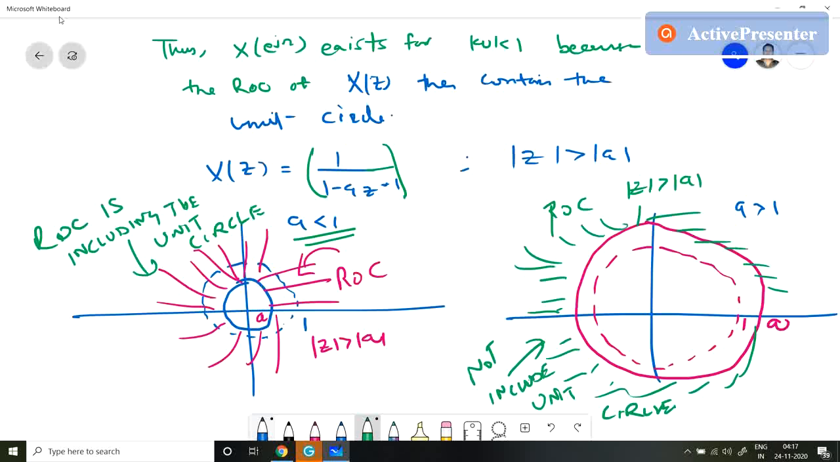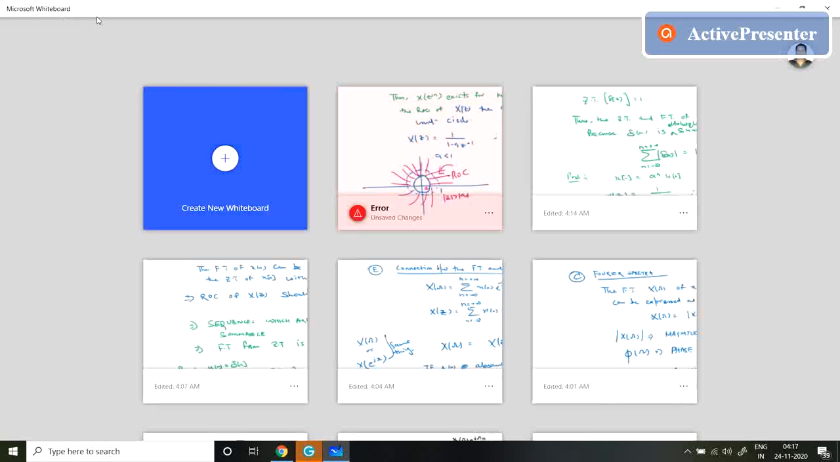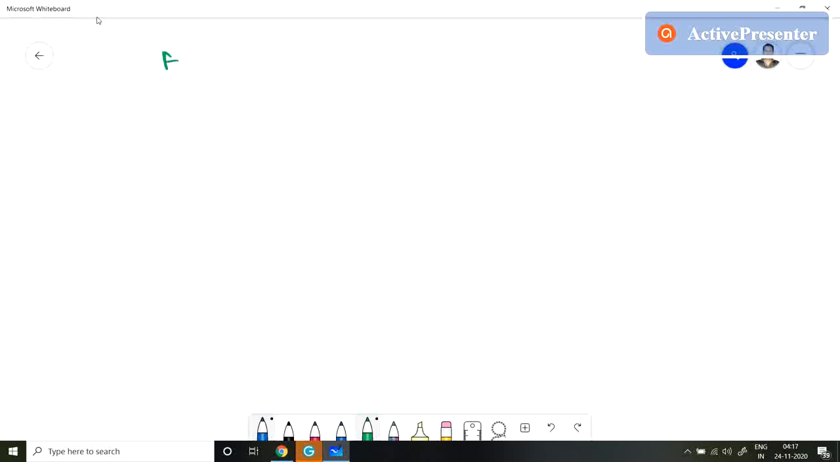So what is that DTFT? For modulus of a less than 1, this X of e raised to the power j omega, we can find out that it is equal to 1 divided by 1 minus a e raised to the power minus j omega, and it is only for modulus of a less than 1.